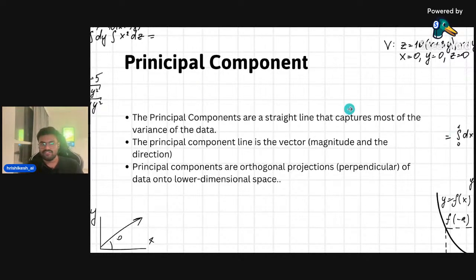Okay, so as we were talking about PCA, as you might have seen in the session title till now, PCA is principal component analysis. So we'll go a bit into that, on the very basic side. Let's assume a principal component is a straight line that captures most of the variance of the data.